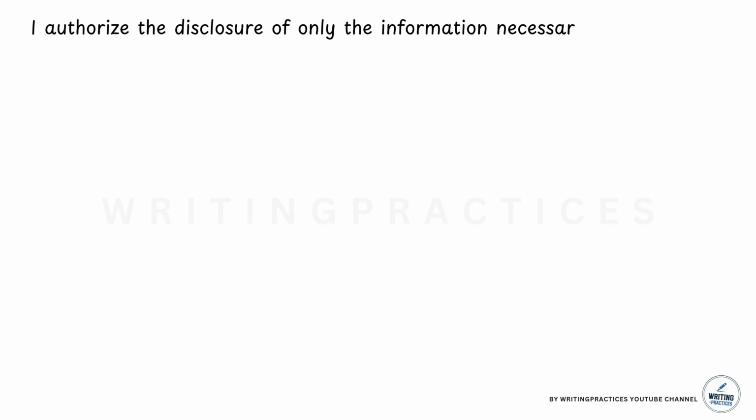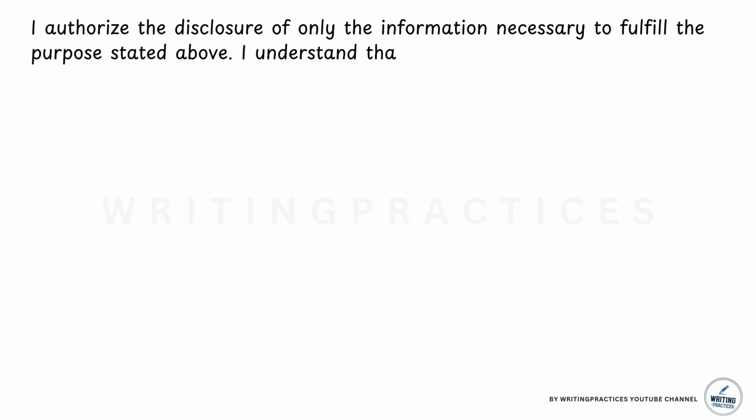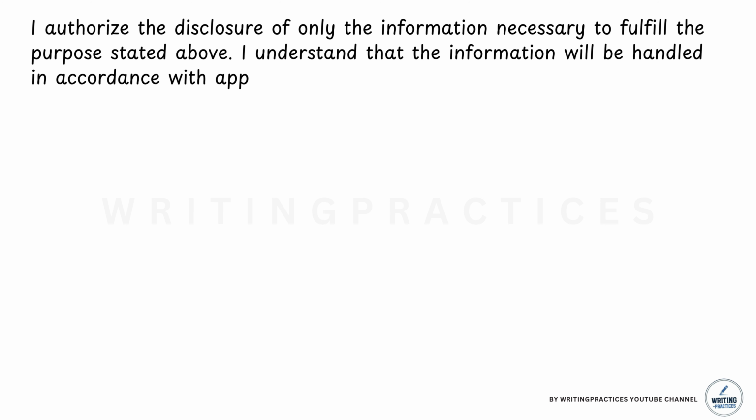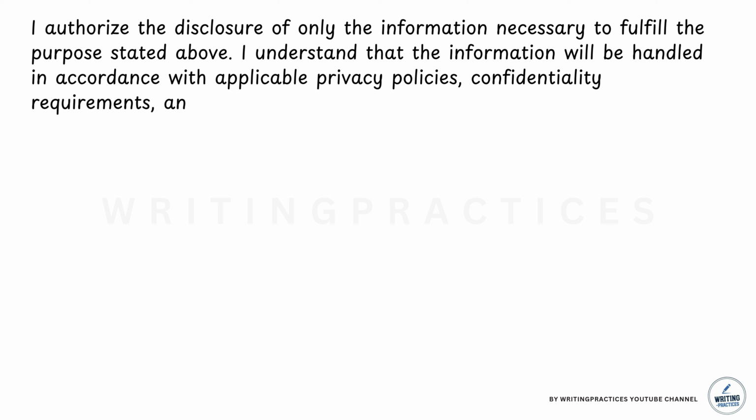Authorization limitation paragraph. Next, explain the limits of the authorization. For example, I authorize the disclosure of only the information necessary to fulfill the purpose stated above. I understand that the information will be handled in accordance with applicable privacy policies, confidentiality requirements, and relevant laws and regulations. This paragraph helps protect personal information by limiting disclosure to what is reasonably necessary. Including these limitations demonstrates that the authorization is specific rather than unrestricted.